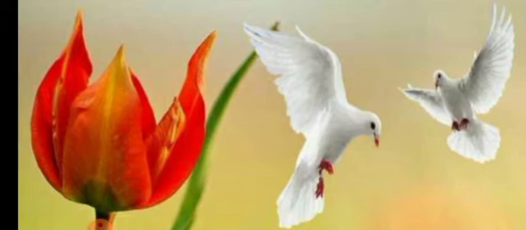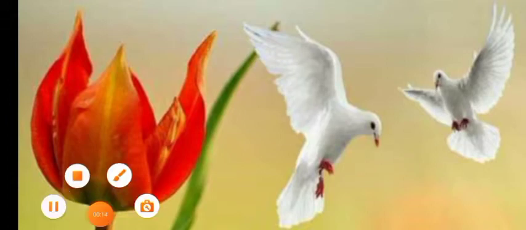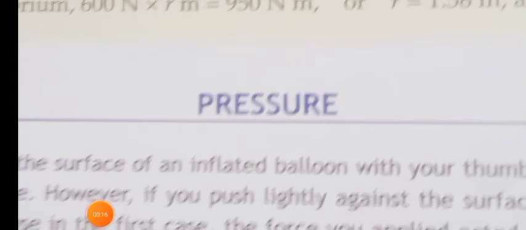Today we will continue our physics lesson. In the last lesson we studied about force, isn't it? Today we are going to continue the lesson. So we are going to start the new topic, pressure. The same chapter, but the topic is pressure.